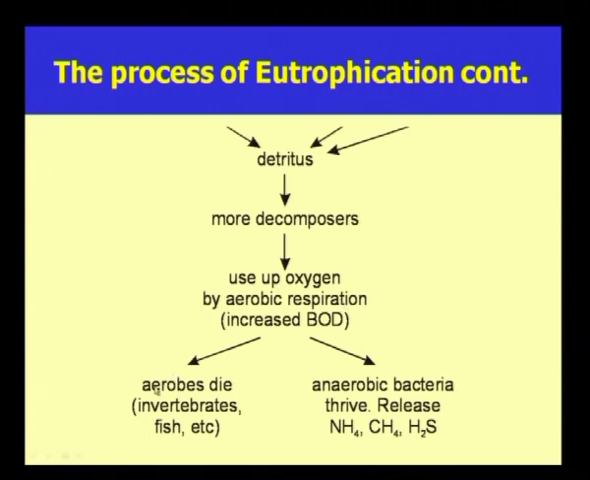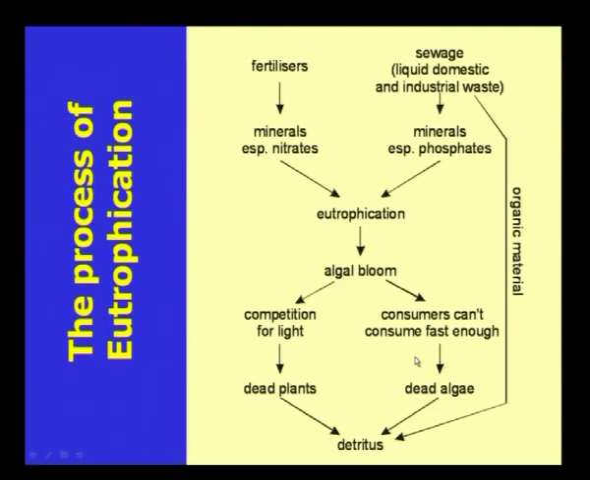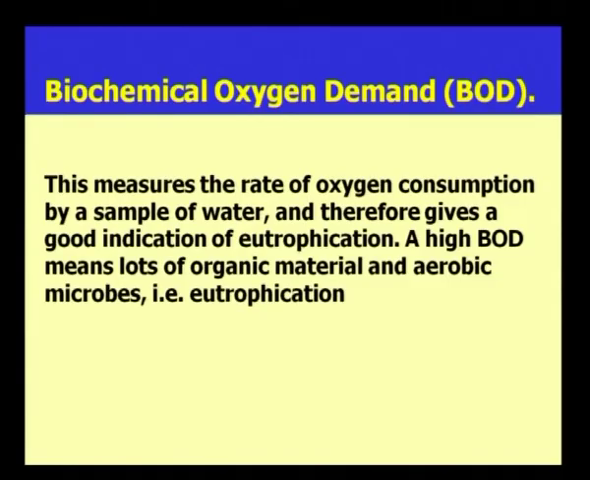is decreasing, and therefore all the aerobes die, that means the invertebrates, fish etc. are dying, and the anaerobic condition is prevailing, and therefore the bacteria thrive, and that releases a large amount of ammonia and hydrogen sulphide. And so this is depicting eutrophication systematically, and the biochemical oxygen demand measures the rate of oxygen consumption by a sample of water, and therefore gives a good indication of eutrophication.